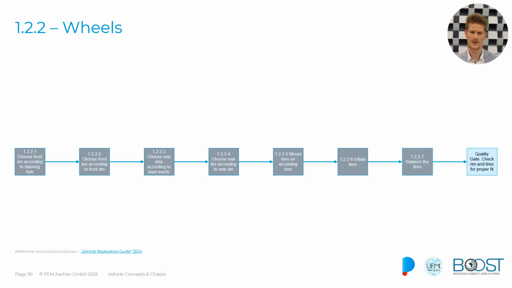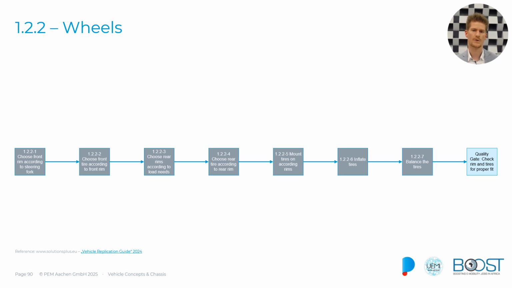So at the very beginning, we have to choose a front rim according to the steering fork. Once this has been done, we will choose a tire according to the front rim, and we do a similar thing with the rear. So we choose a rear rim according to the load needs, and then we choose the tire according to the rim. We mount the front and rear tires to the according rims. We will inflate the tires, and then we'll try to balance the tires for better stability.